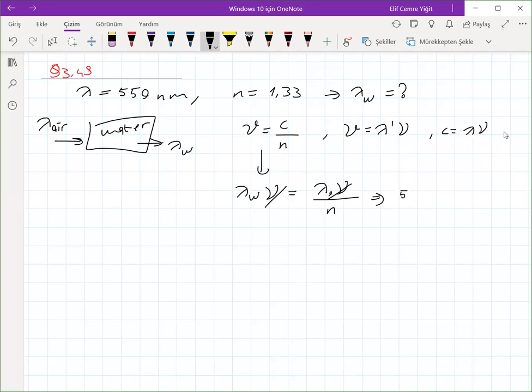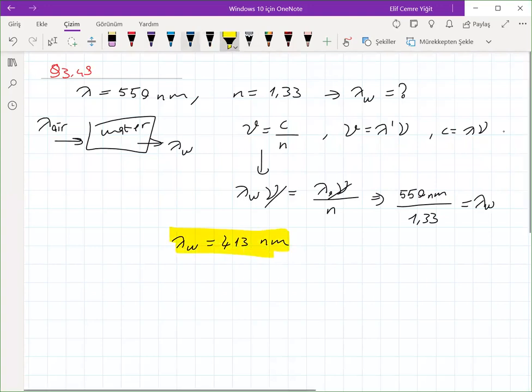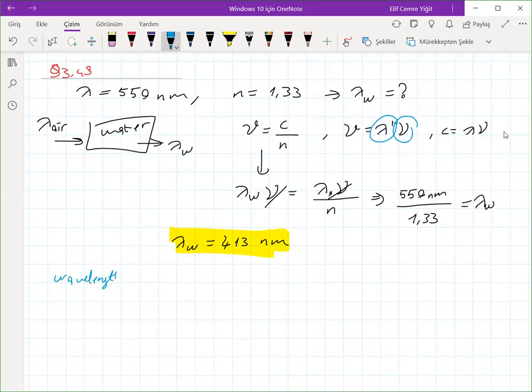Then 500 nanometers per 1.33 will give me lambda water. Then lambda water will be 413 nanometers. Okay. So be careful that, again, I'm repeating, the lambda changes in bulk matter, but the frequency doesn't change. Wavelength changes, frequency does not change.